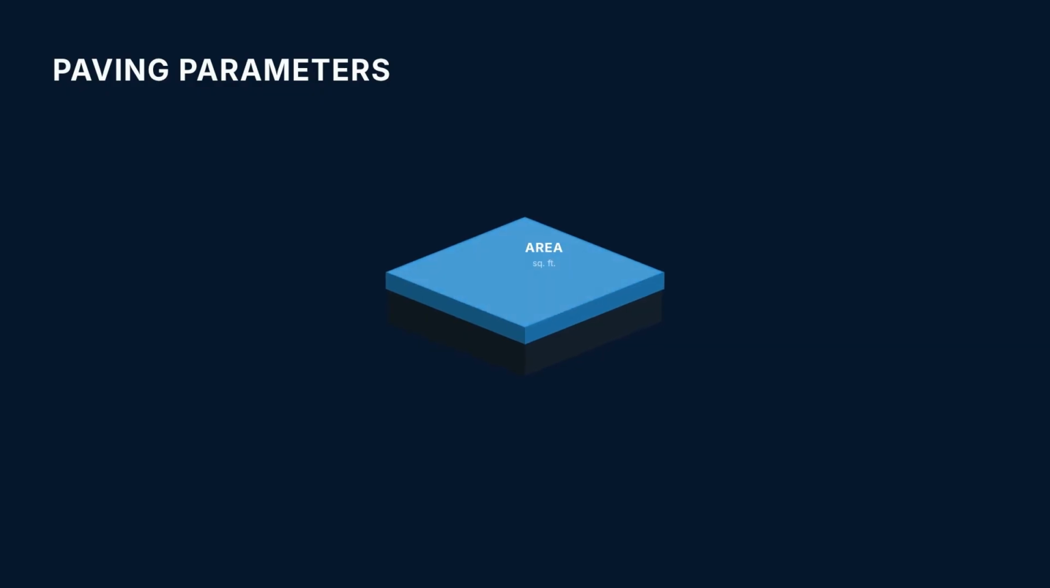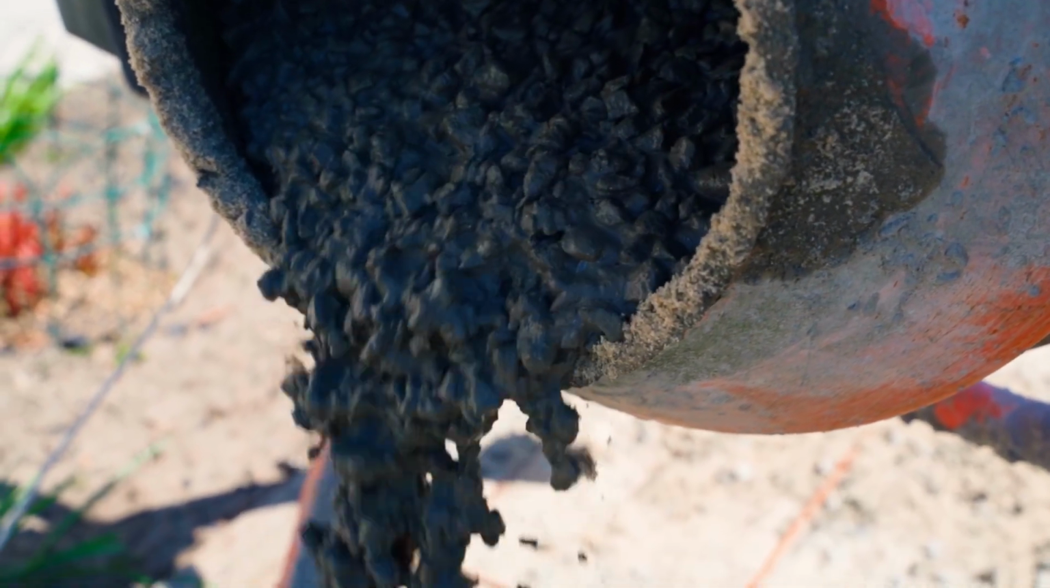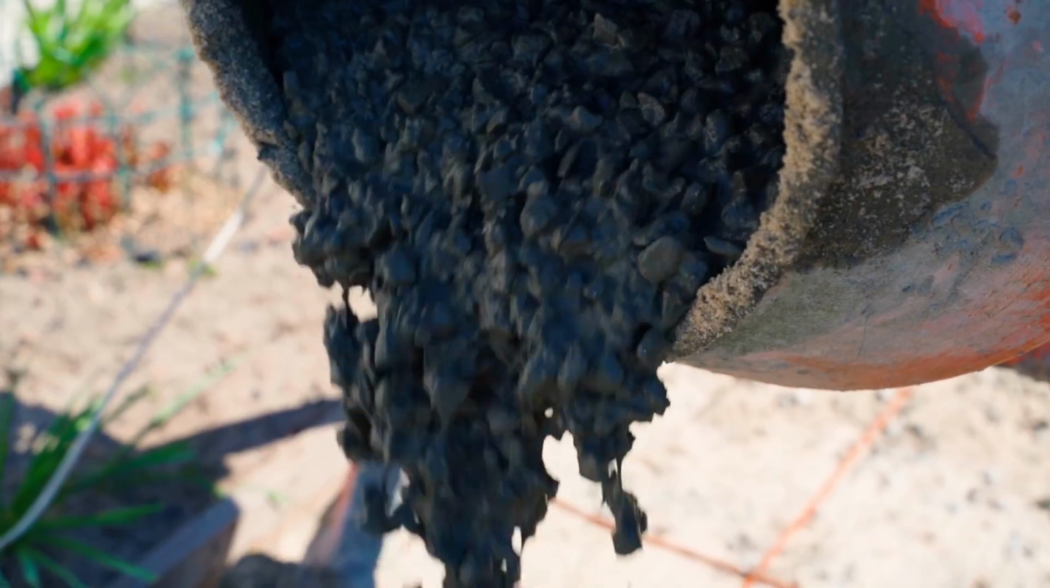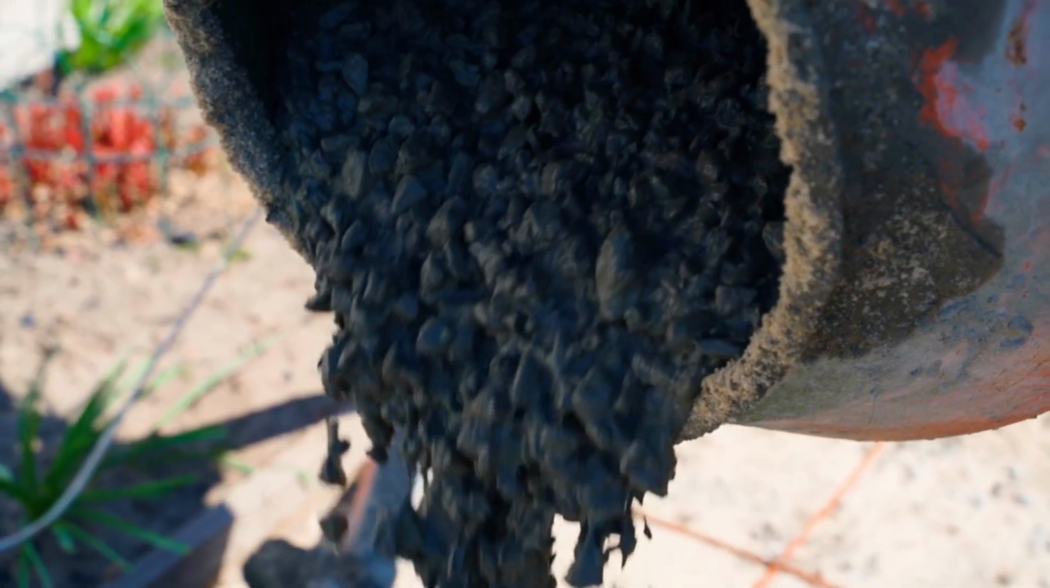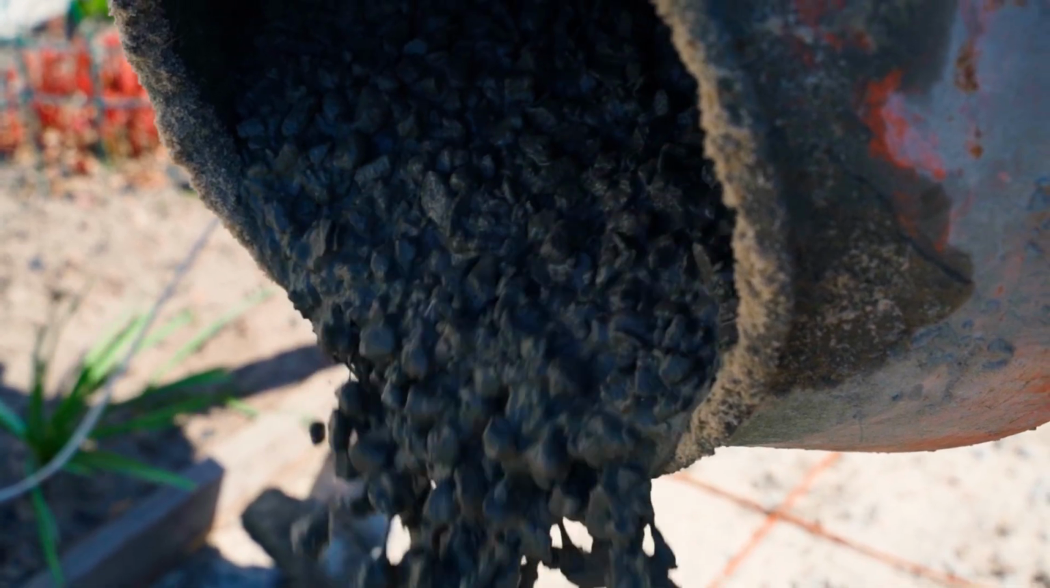First, we have area measured in square feet, where you'll enter the total surface area of your paving project. Next is thickness in inches, which represents the desired depth of your asphalt layer. The third field is asphalt density in pounds per cubic foot, with a typical default value of 145 pounds per cubic foot already filled in, though you can adjust this based on your specific asphalt mix specifications.